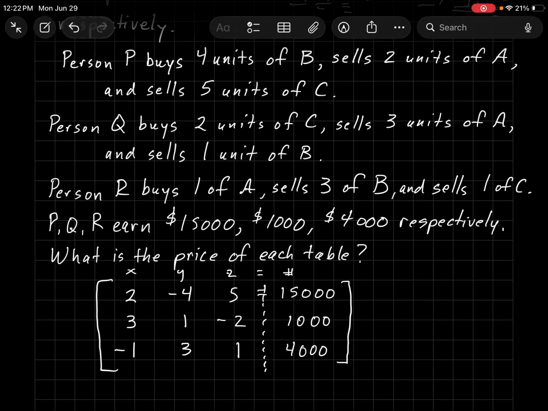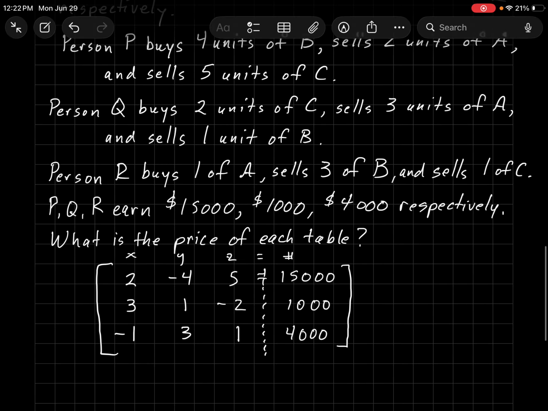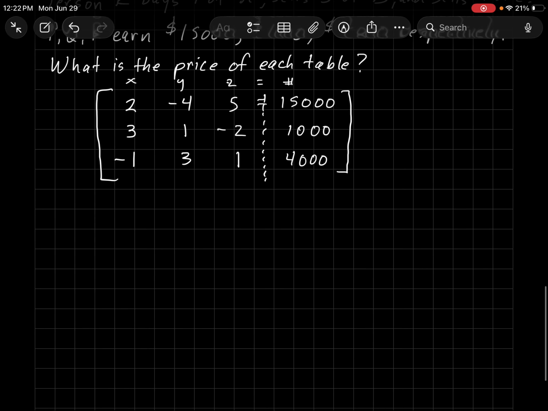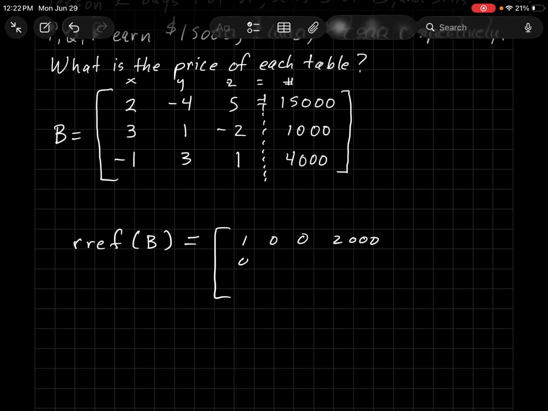So this is my augmented matrix. Once again, I'm not going to solve by hand. I'm going to call this matrix B. I'm going to type that into a matrix calculator, and then I'm going to do RREF, row reduced echelon form of matrix B, and I get the following row reduced matrix: 1 0 0 2000, 0 1 0 1000, and then 0 0 1 3000.